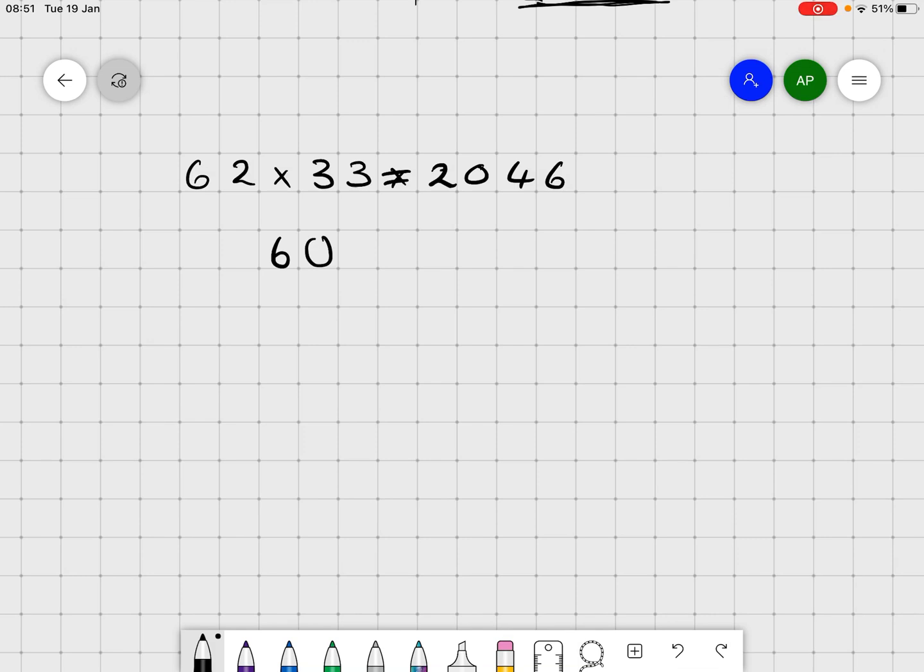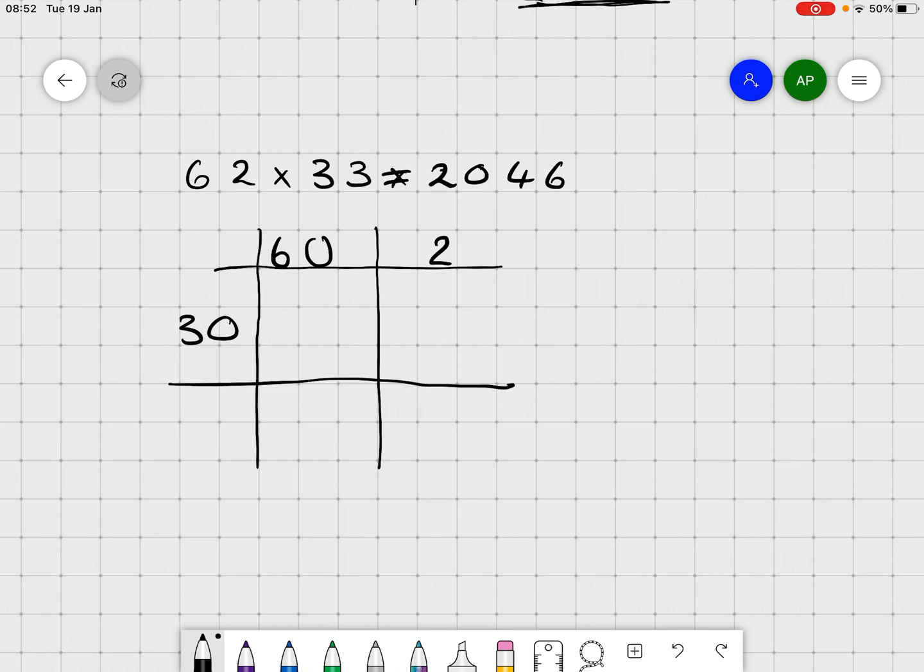So, have a think about what I might partition my 62 into. Well done if you spotted. I can split it into 60 and 2, and I'm going to draw that in there. And what am I going to partition my 33 into? Well done if you got 30 and 3. I can join all these up.